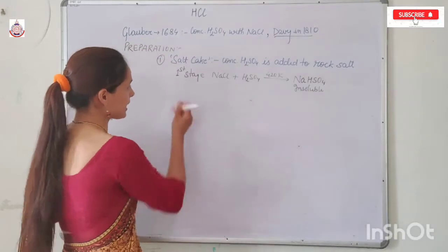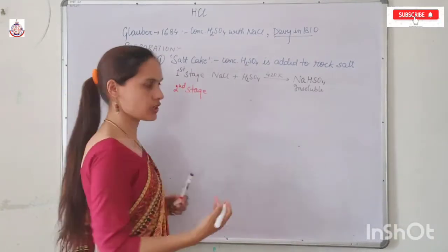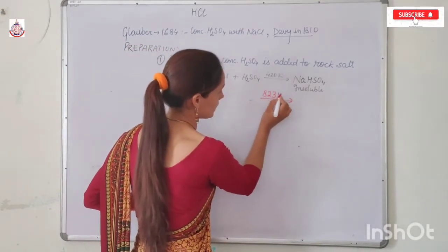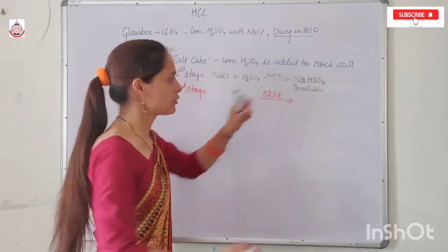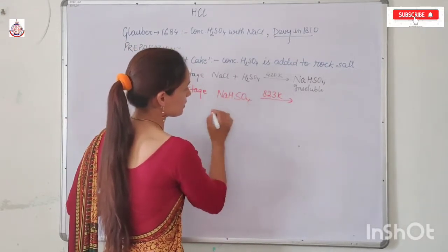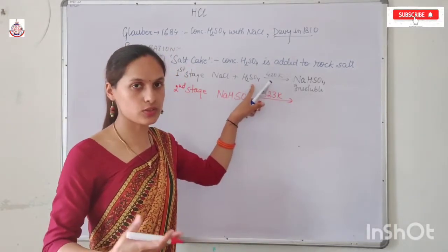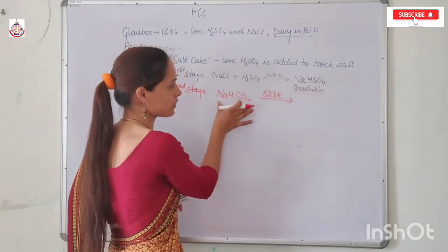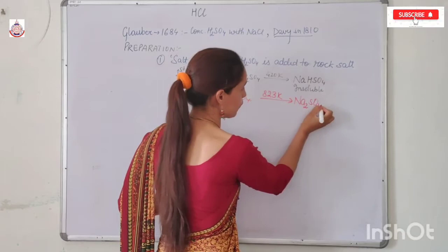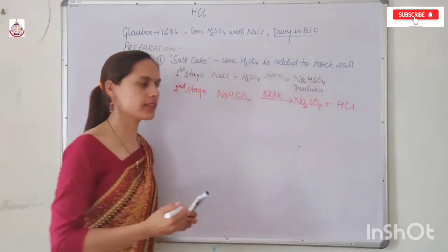So at the second stage, we heat the mixture at 823 Kelvin. And this NaHSO4 reacts with H2SO4, gets converted into Na2SO4, and this NaCl gets converted into HCl.